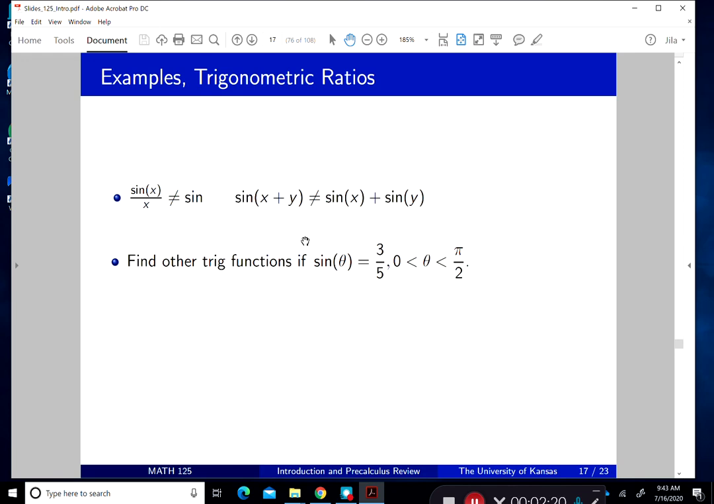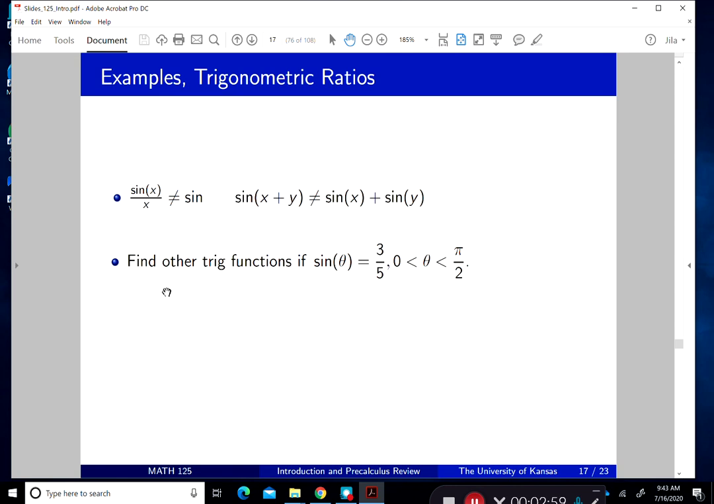The other thing to notice is that sine of x plus y is not equal to sine of x plus sine of y. There's a formula for that. Also, there's an identity that explains what sine of x plus y is. If, let's say, x is 0 and y is another value, then this is true, but besides that, for a general x and y, this is not true, and this is never true.